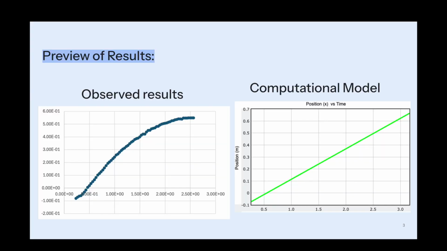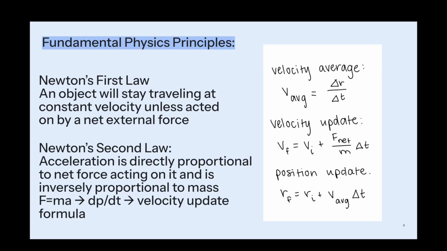Since this is a preview of the results, the observed result is not really a straight line on the left, and the computational model is a straight line on the right. The fundamental physics principle we used was Newton's first law: an object will stay traveling at constant velocity unless acted on by a net external force. That's an assumption we used in the computational model, where we said the net force was 0, so that it would have a constant velocity.